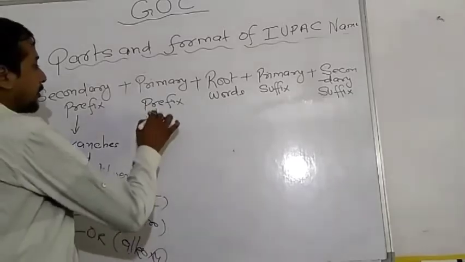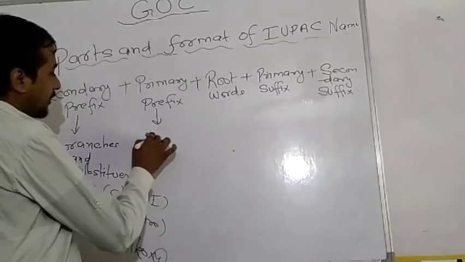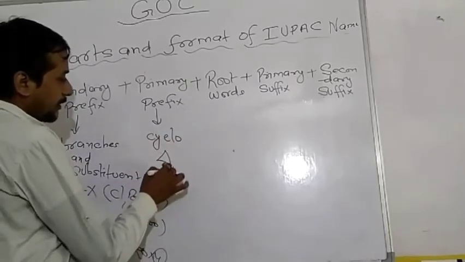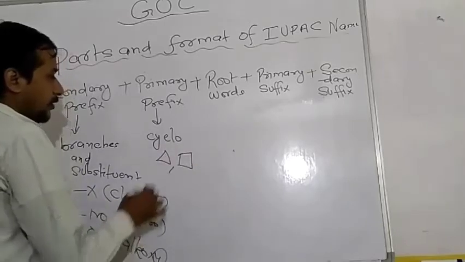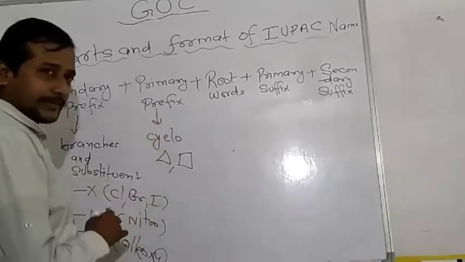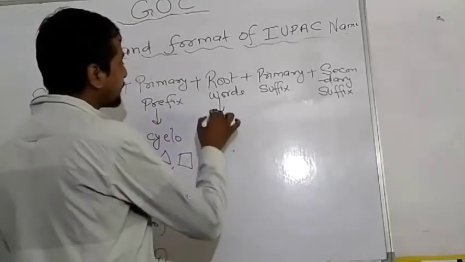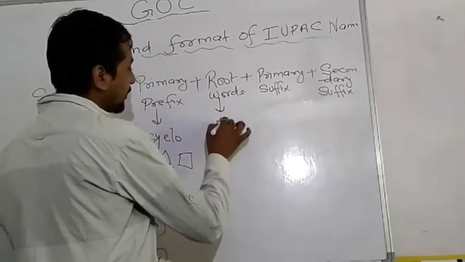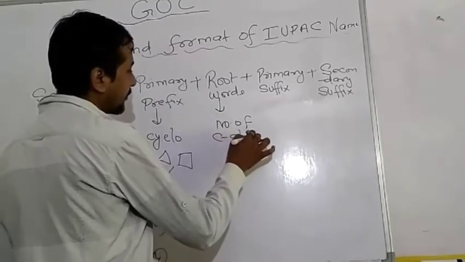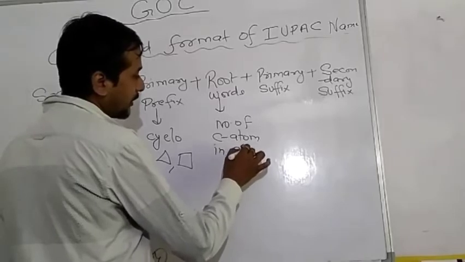Now this is the primary prefix. This primary prefix is used in case of cyclo compounds. That means if a ring like this is given, in that condition you have to use the primary prefix. Otherwise, there is no use of primary prefix. Now come to the root word. This root word basically contains the number of carbon atoms in the principal chain which is selected, that is the longest chain.